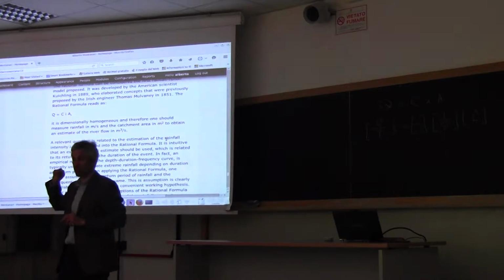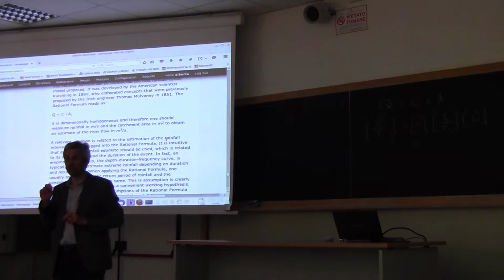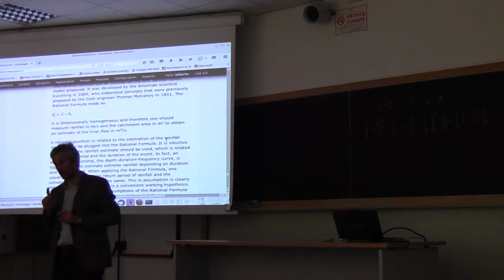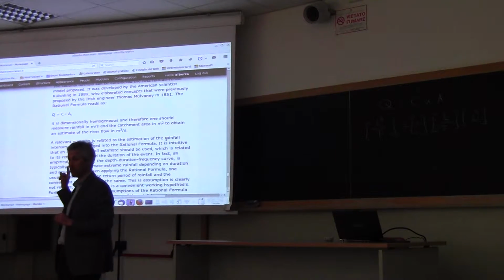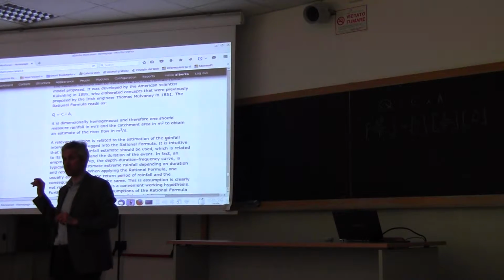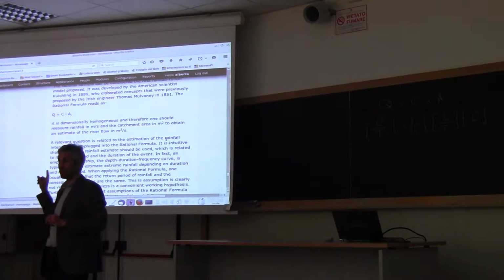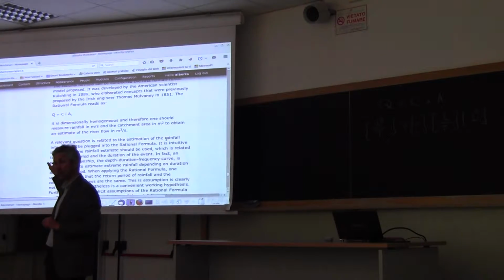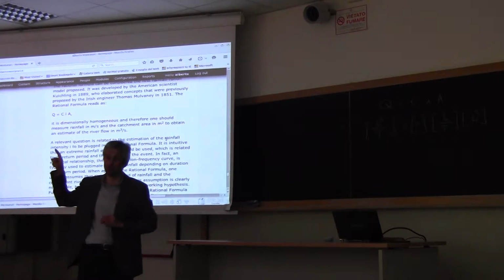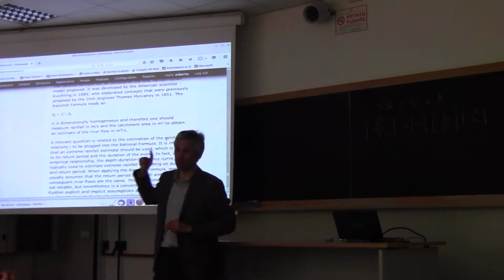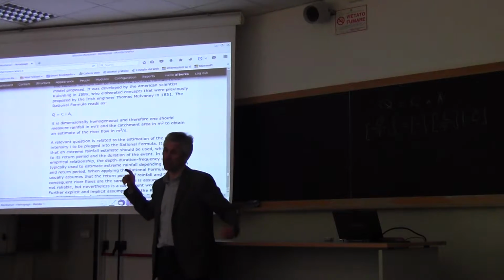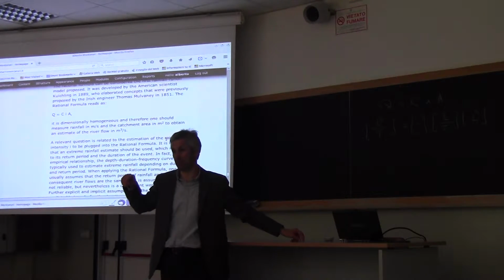But it is dimensionally homogeneous, but you have to be careful on the units, because usually the river discharge is measured in cubic meters per second. Rainfall intensity is usually measured in millimeters per second, and the catchment area is usually measured in square kilometers. So you have to be very careful when you plug in the individual factors in the formula. You have to be careful about the units, because this is a typical mistake that we make.